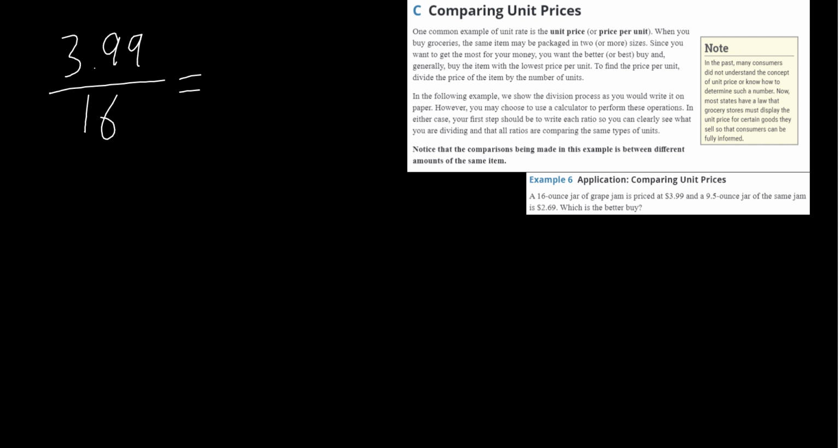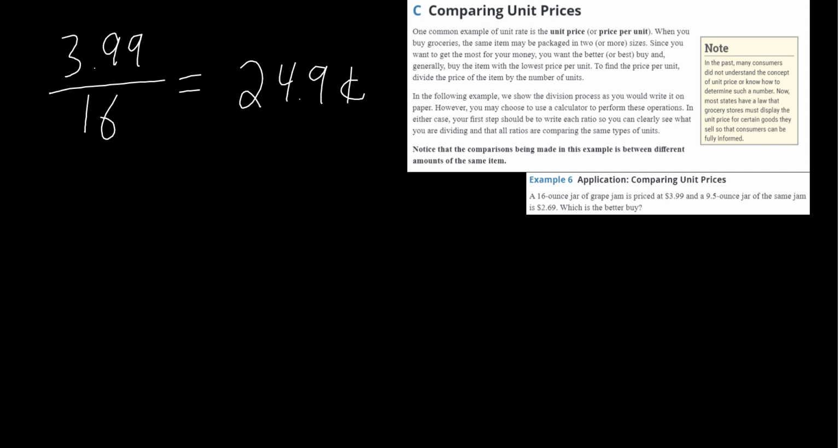So 24.9 cents an ounce. Heck, I forgot. We'll just do 24.9 for right now. And I guess we just write ounce, right? Yeah, we just write ounce.